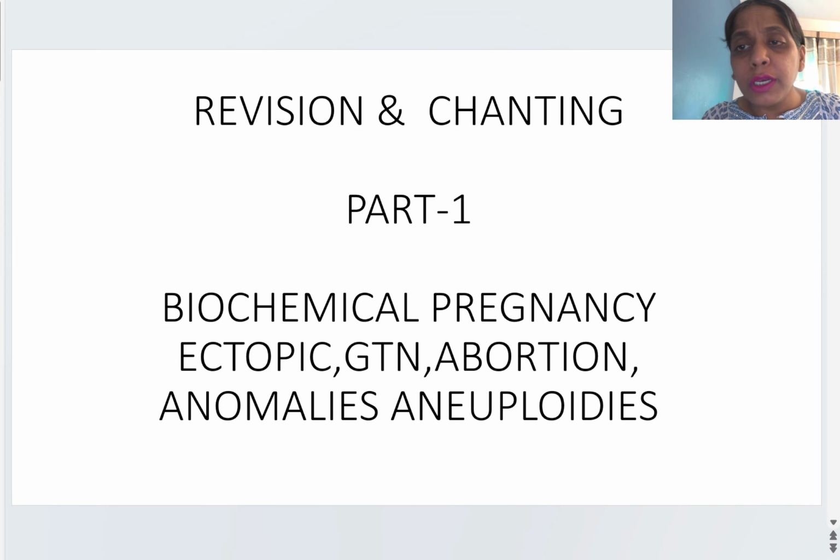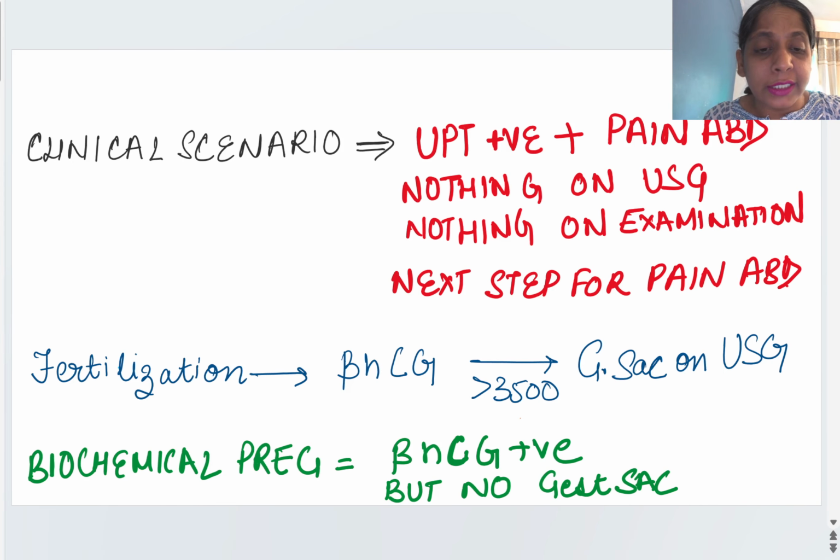So first of all, as questions are highly suspicious on biochemical pregnancy, let us see what biochemical pregnancy is. They give you a clinical scenario and they say that UPT is positive, the patient is having pain abdomen, and on ultrasound and examination nothing can be found, where is the pregnancy. Once again, what clinical scenario do they give you?